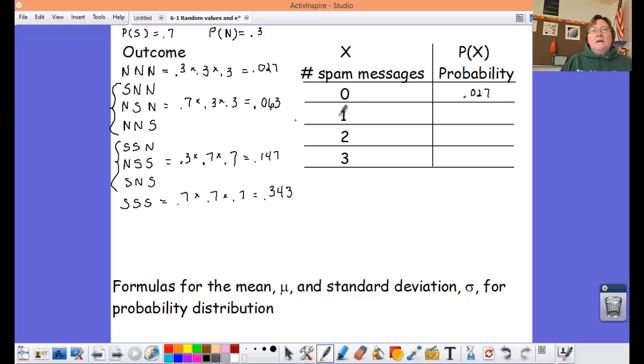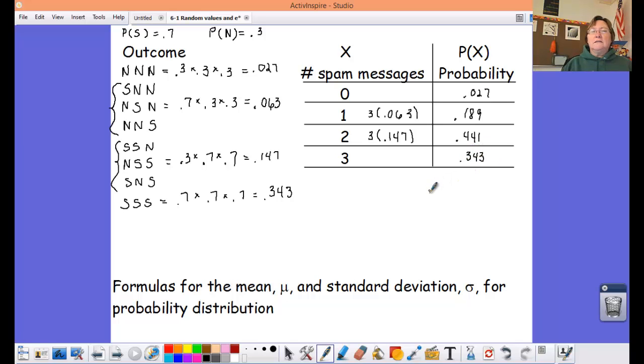For one spam message, we need 3 times 0.063, 0.189 that is. We have 3 combinations for things that would get us 2 spam messages. The probability that that happens one time is 0.147, but we have 3 items like that. That probability is 0.441. And finally, there was one outcome where all 3 messages were spam, and that probability was 0.343.